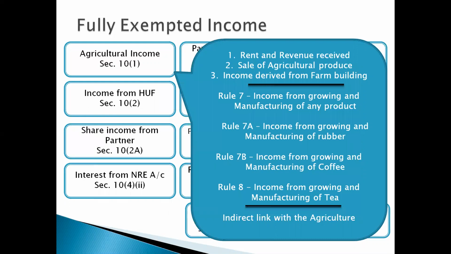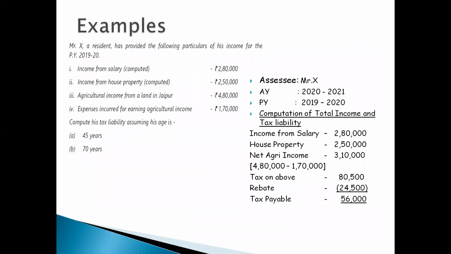So how to calculate agricultural income? Conditions. Let us check if the conditions are met by this assessee for claiming agricultural income exemption. Income other than agricultural income should be above the basic exemption limit, which is 2,50,000 for a 45-year-old, and for a 70-year-old it is 3 lakhs. So it satisfies the first condition. The second condition is that the agricultural income should be more than 5,000. So it satisfies both the conditions.